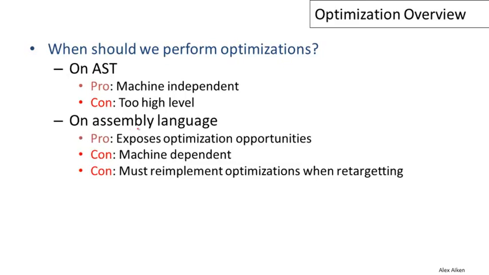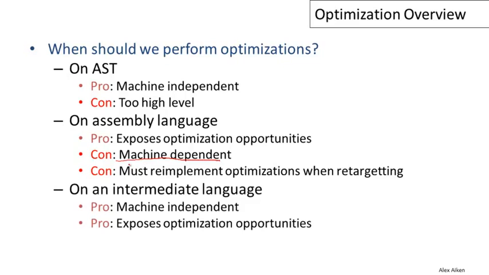Another possibility would be to perform optimizations directly on assembly language. And the advantage here is that all the details of the machine are exposed. We can see everything that the machine is doing. We can talk about all of the resources of the machine. And so in principle, any optimization we want to perform can be expressed at the assembly language level. Now, a disadvantage of doing optimizations on assembly language is that they are machine dependent, and then we would have to potentially re-implement our optimizations for each new kind of architecture.